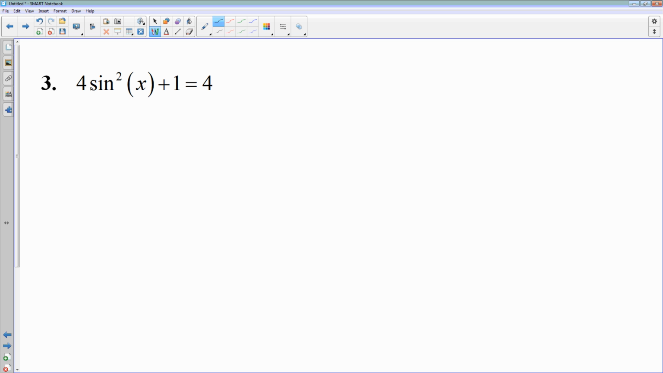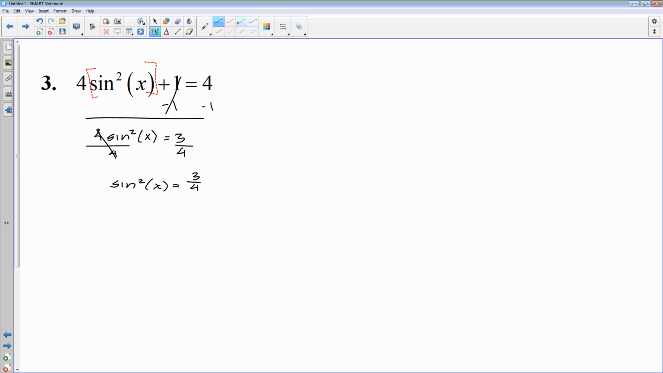Number 3, same type of question. 4 sine squared x plus 1 is equal to 4. Just like number 1 and number 2, I'm going to isolate my trig function by moving everything else over. So first thing I will do is subtract the 1. That will give me 4 sine squared of x. 1 minus 1 is 0, 4 minus 1 is 3. Then I will divide by 4. Those cancel, leaving me with sine squared x is equal to 3/4.